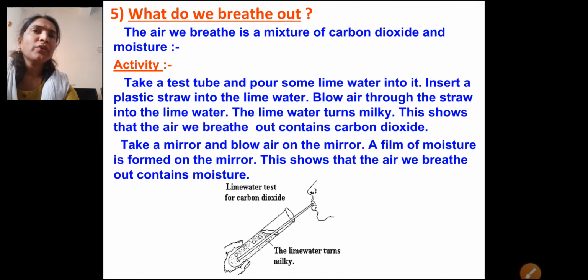What do we breathe out? Now see here, the air we breathe contains carbon dioxide and moisture. We know that moisture is present in the air. Moisture means water vapor, and carbon dioxide is also present in the air. Now what do we breathe out? When we exhale, what type of gases do we exhale? For that purpose, a small activity is given here.